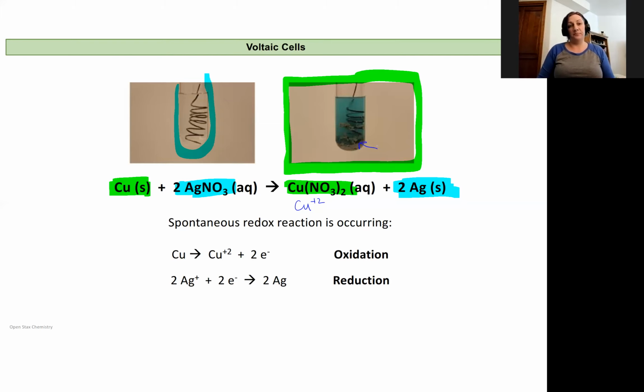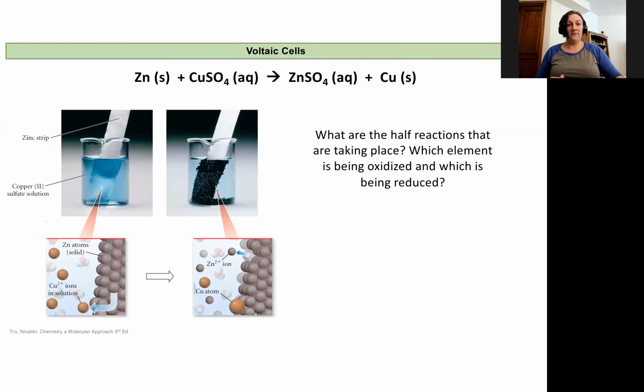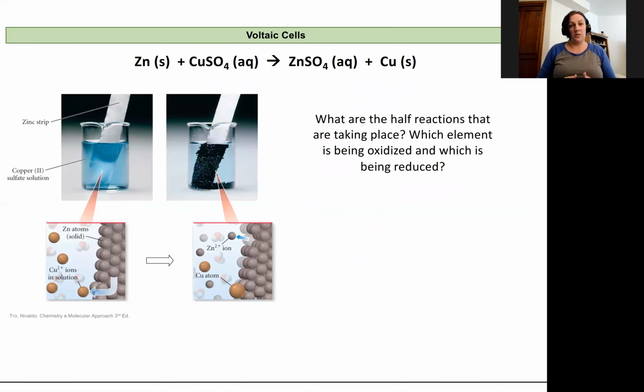What's happening here is that copper is being oxidized to copper +2, and our silver + is being reduced to silver metal. When the copper and the silver nitrate come into contact with one another, this happens spontaneously. So we can take advantage of these spontaneous redox reactions to create voltaic cells, which will allow electrical current to pass through a wire.